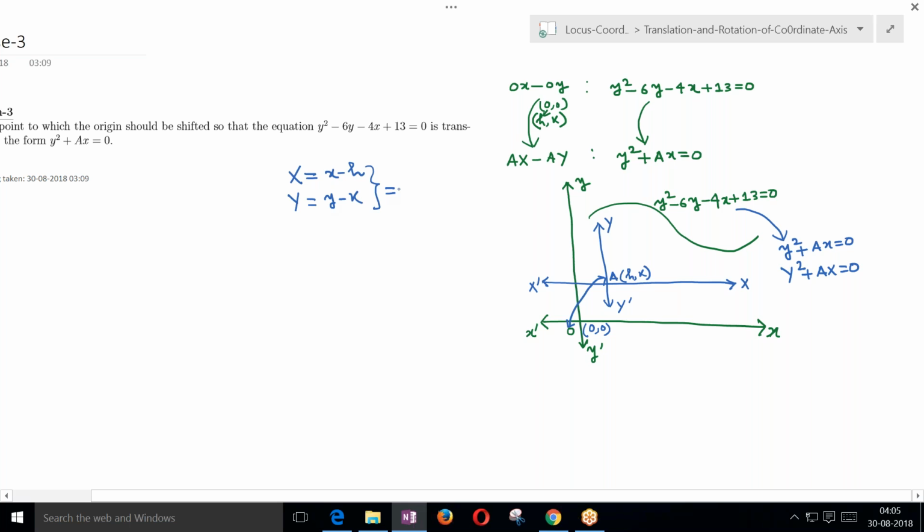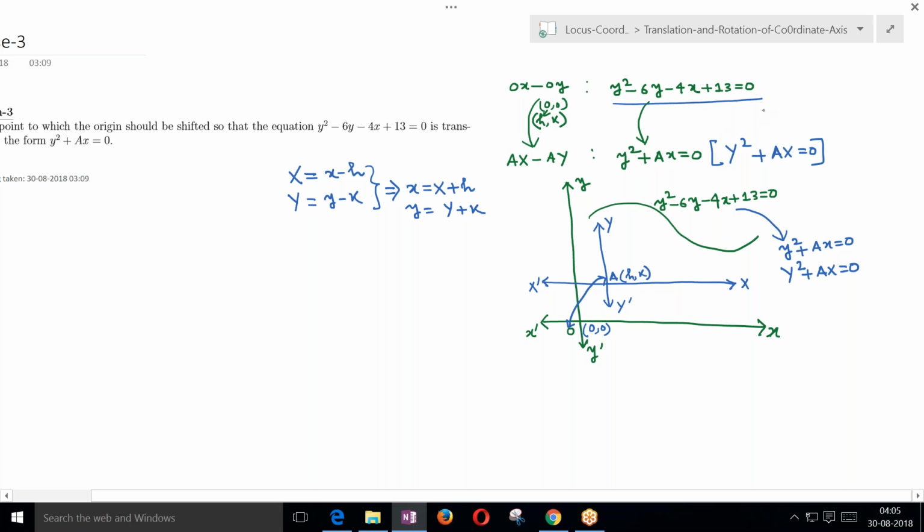I'm just giving you the hints. After that, you need to do it. So from here, what do we get? x is equal to capital X plus h, and y is equal to capital Y plus k. So then whatever equation you have here, I wrote y square minus 6y minus 4x plus 13 equal to 0. This equation is shifted so that you can also write it as capital Y square plus ax is equal to 0 by means of this translation.